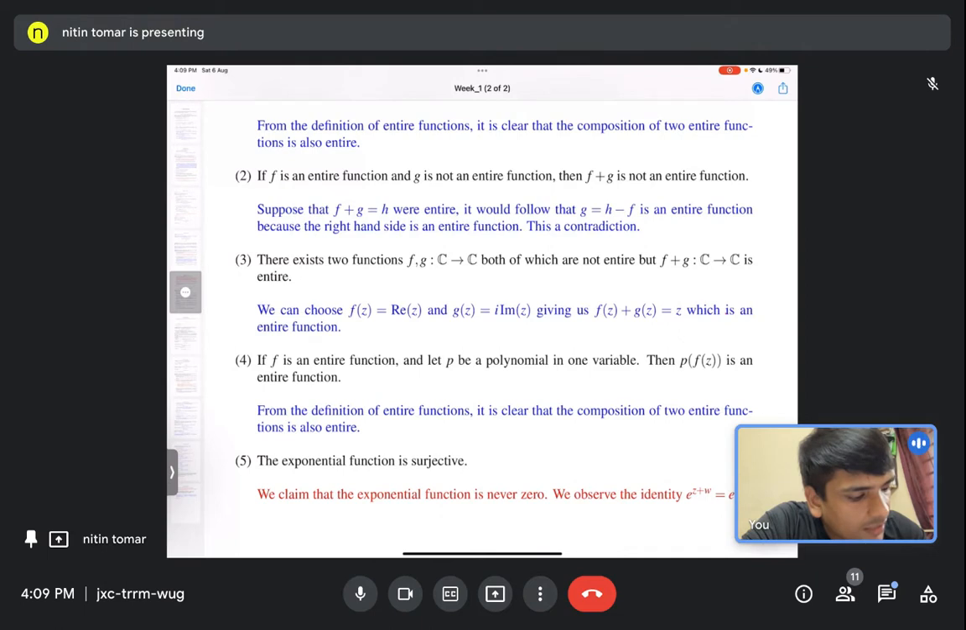See, take f(z) to be the real part of z, and g(z) to be iota times the imaginary part of z. Now when you add these two functions, you get the real part of z plus iota times the imaginary part of z, but this is nothing but z. So f plus g will be z. It will be an identity function, which is an entire function, but the real part and iota times the imaginary part are not entire functions.